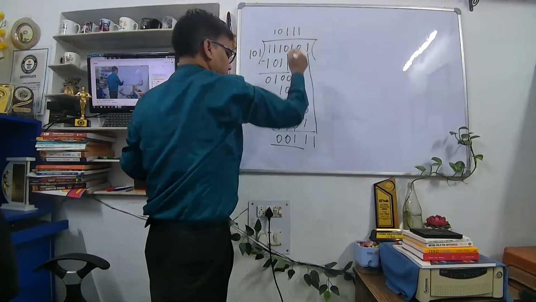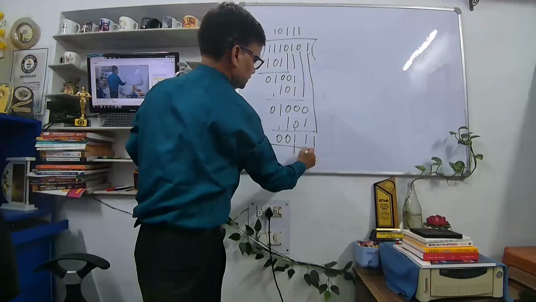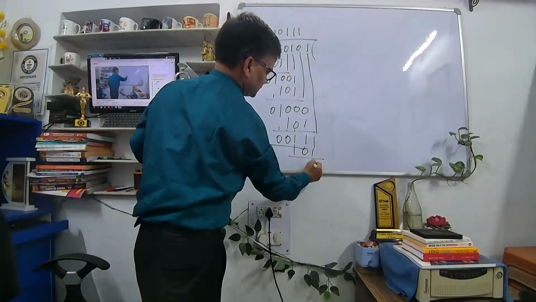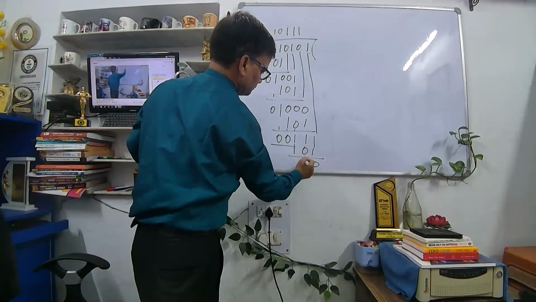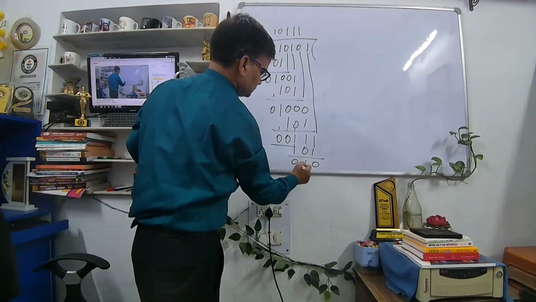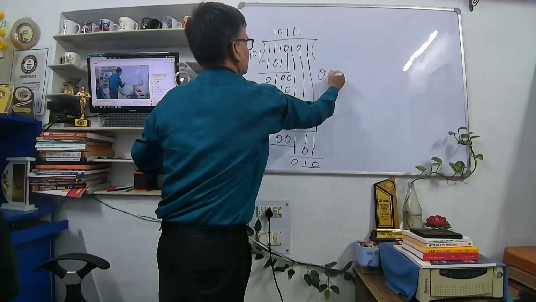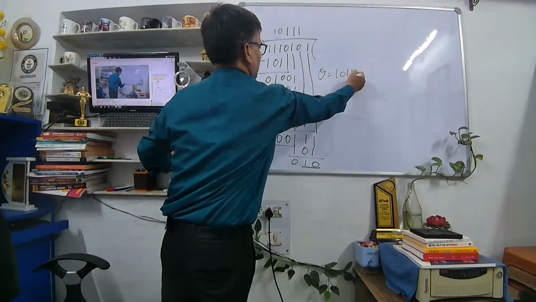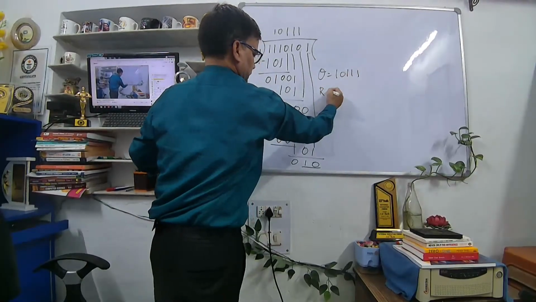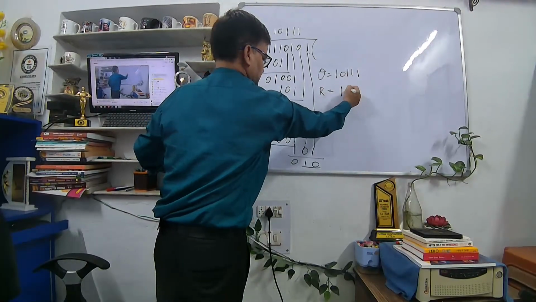It will go 1 times 1 0 1. 1 minus 1 is 0. 1 minus 0 is 1. 1 minus 1 is 0. So this is it. So the quotient is 1 0 1 1 1. The remainder is 1.